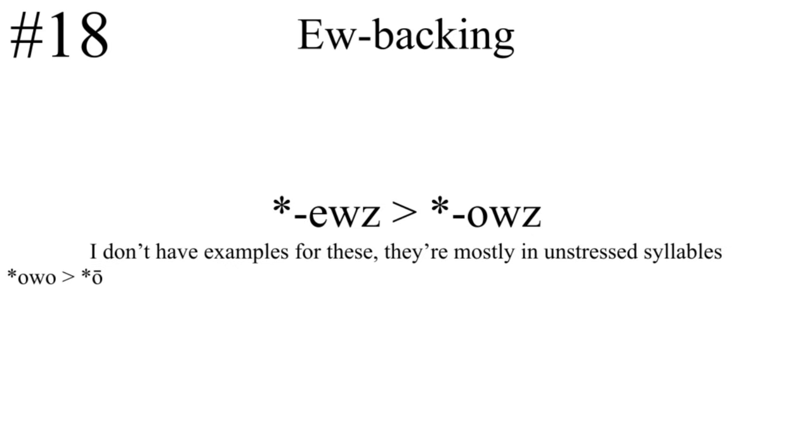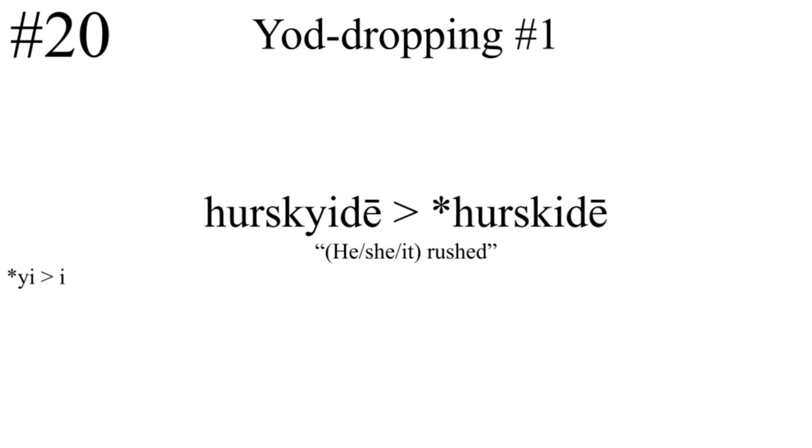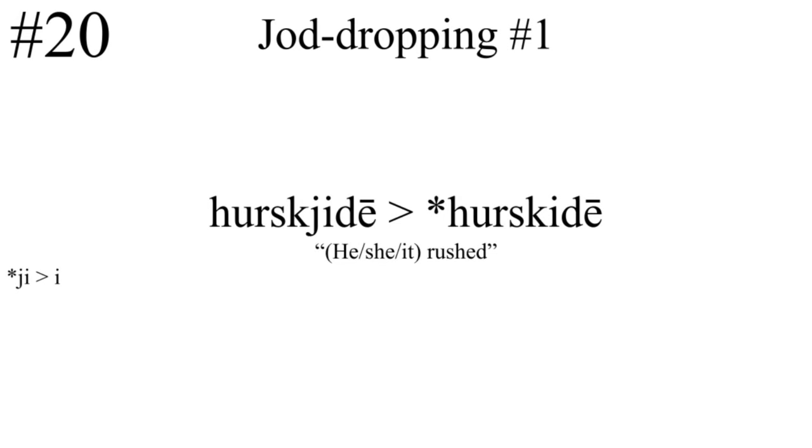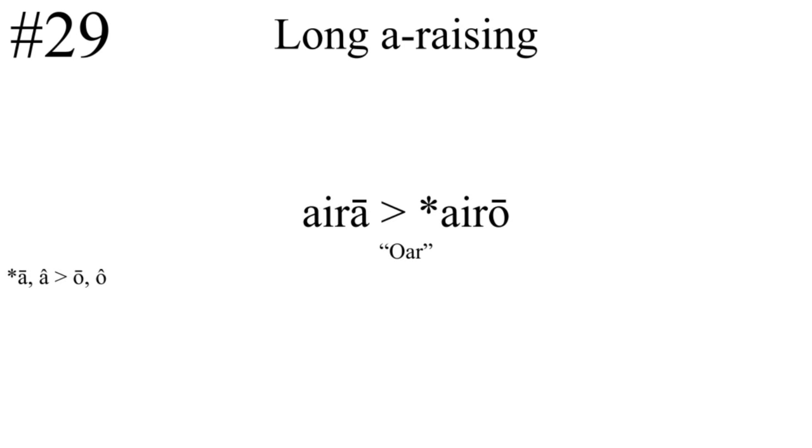Eu becomes o in unstressed syllables before a consonant. E becomes e in unstressed syllables unless it's before This one in particular will be important for later. Yi becomes e. You might want to think about writing the y with a j now. A and o become the same vowel, all lengths. Don't get too comfortable though, they'll split up soon enough.